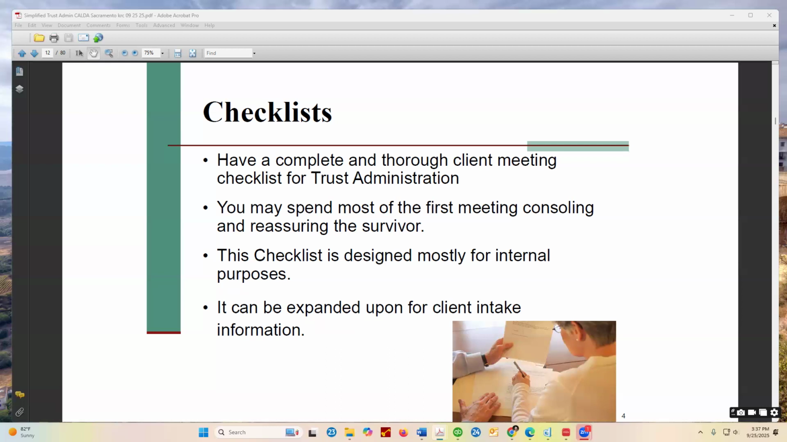Most of the checklists that we use, we do not share them with clients. They're things that we use, and we don't bother defining things, so the technical terms are good enough for us because we know what they are.